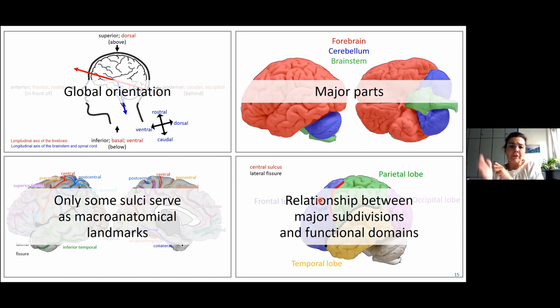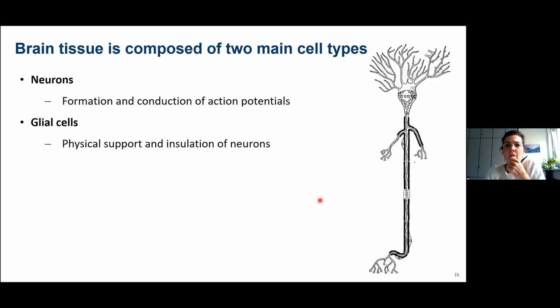Now I would like to finish this first block, which deals with the so-called macro anatomy of the big brain, and go into the micro anatomy, so what you would see if you were looking through a microscope. I'd just like to remind you that the brain is composed of two main kinds of cells, the neurons and the glial cells, okay?